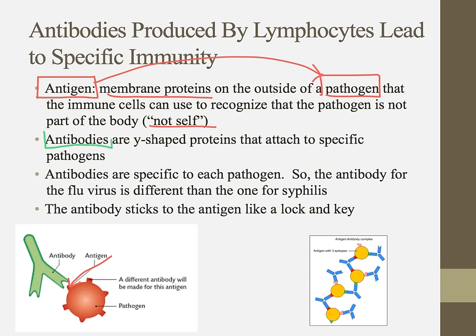The antibodies, these are our good guys. They're also a protein, but they're not on a membrane. They're just floating around, and they do not belong to a cell. They're free and independent. And they happen to be Y-shaped. We'll talk about that in a little more detail later on. And they can only attach to specific pathogens. So you can see here how the shape of the antigen fits into the shape of the receptor on the antibody. That's why I need a different antibody for each type of pathogen. So antibodies, again, are very specific to each pathogen. They're like what we talked about with enzymes, a lock and a key.